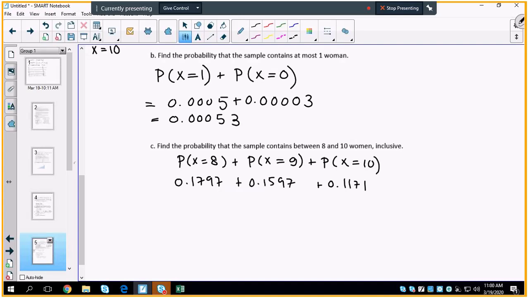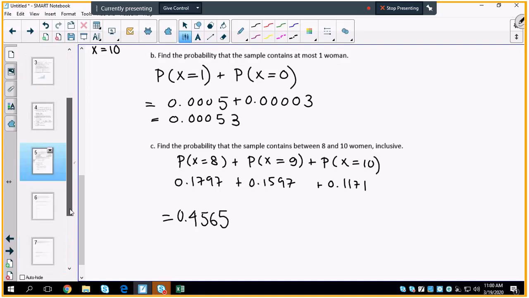0.1597. And then you add all three of these. So 7 plus 7 is 14, plus 1 is 15. 1 plus 9 is 10, plus 9 is 19, plus 7 is 26. 2 plus 7 is 9, plus 5 is 14, plus 1 is 15. 1 plus 1 is 2, plus 1 is 3, plus 1 is 4. So it's 0.4565. The probability that the number of women managers will be between 8 and 10 inclusive answers your question. What else do we have?